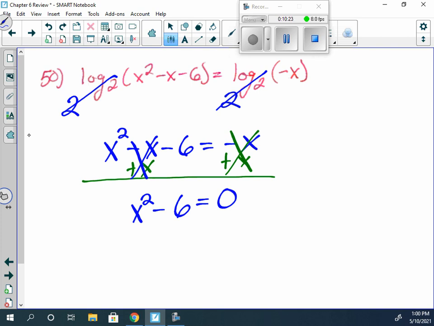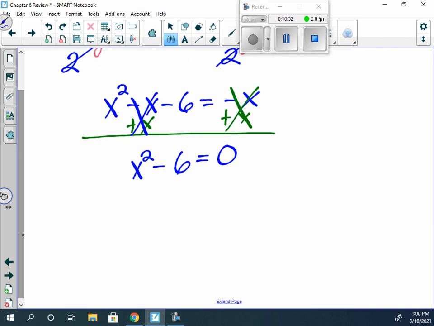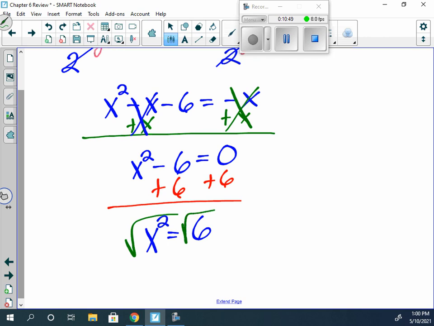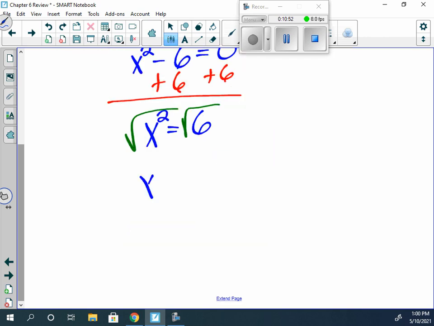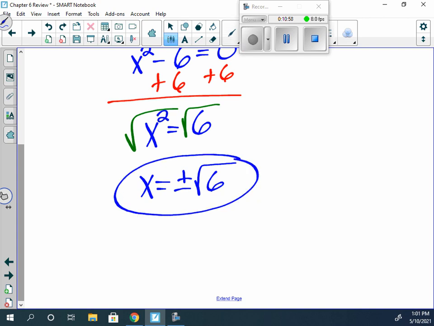Now, unfortunately, we can't factor this, but since we do have an x squared term and a constant term, we don't have a middle term there, we can move the 6 over. We're using the square root method, because that'll tell me that x squared is equal to 6. And if we square root both sides, we can say x is equal to plus or minus the square root of 6, because I can't simplify the square root of 6 without turning it into a decimal.